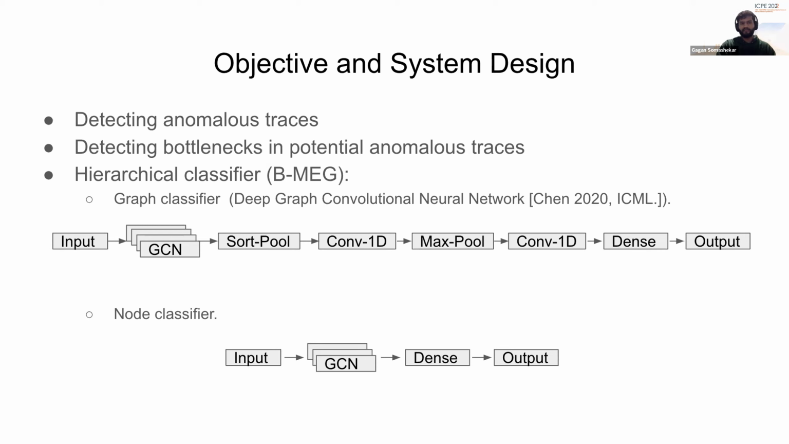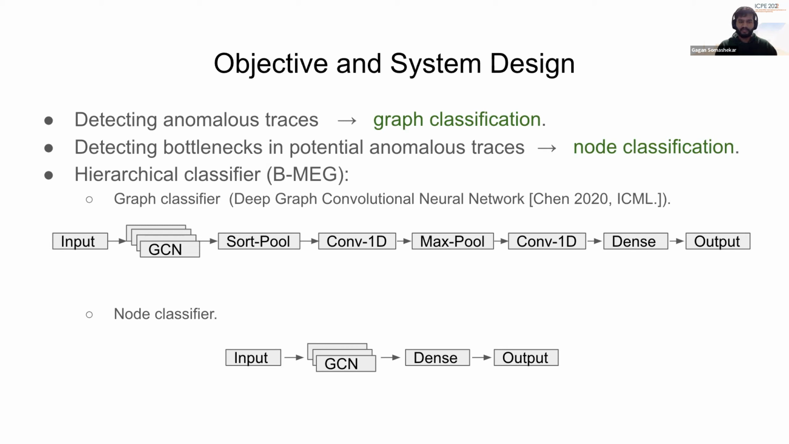We transform the problem of detecting anomalous traces into a graph classification problem. That is, we take a call graph and we classify whether it has an anomalous trace or not. And the second stage is transformed into a node classification problem. So the nodes are the microservices, and we classify whether a node is a bottleneck or not.